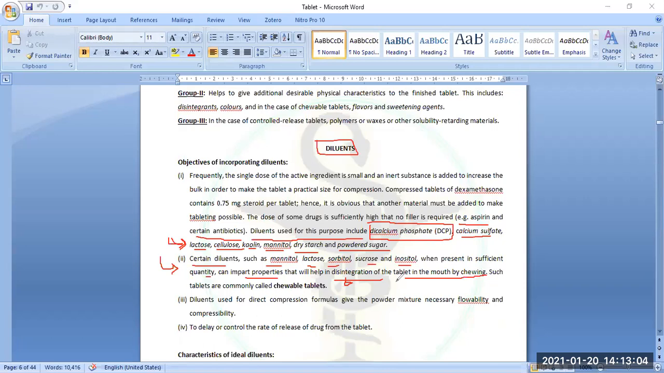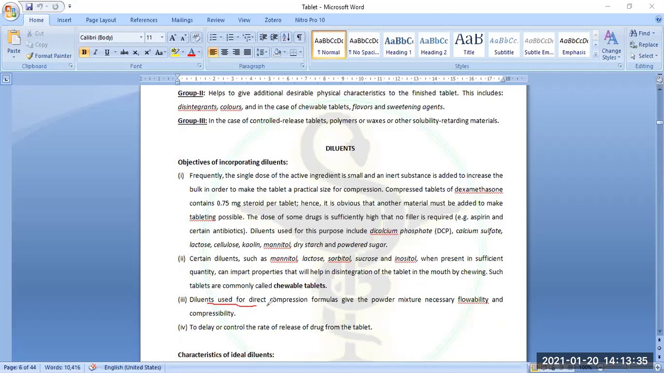Tablet in the mouth by chewing. Okay, generally chewable tablets do not require disintegration, but it is not necessary. If you want to use disintegration in a chewable tablet, you can use some sweetening agent like mannitol, sorbitol as a disintegrant in a chewing or mouth dispersing tablet. Such tablets are commonly known as chewable tablets.